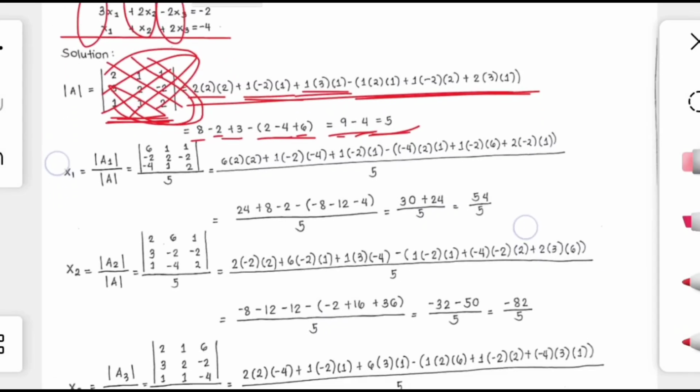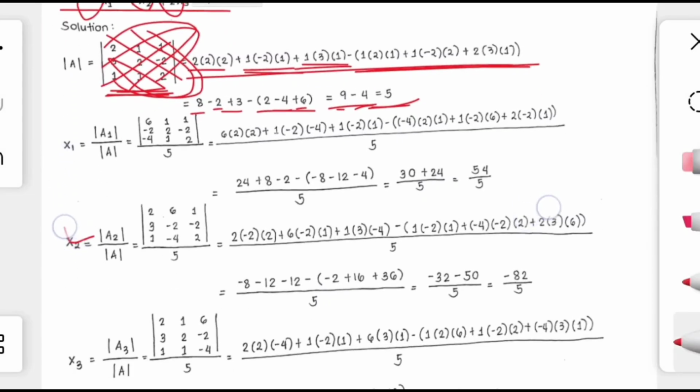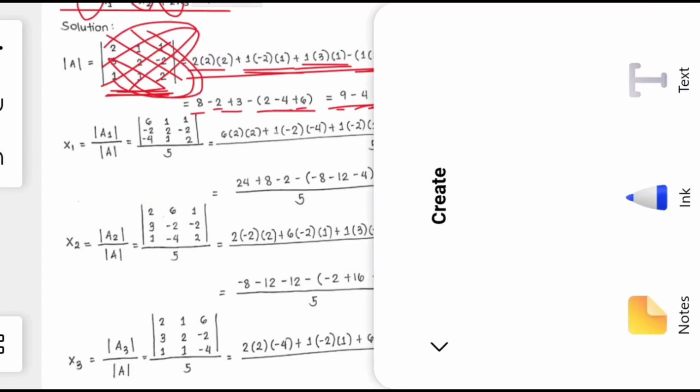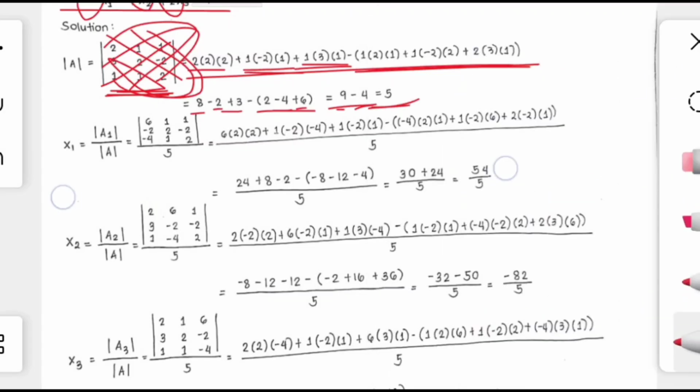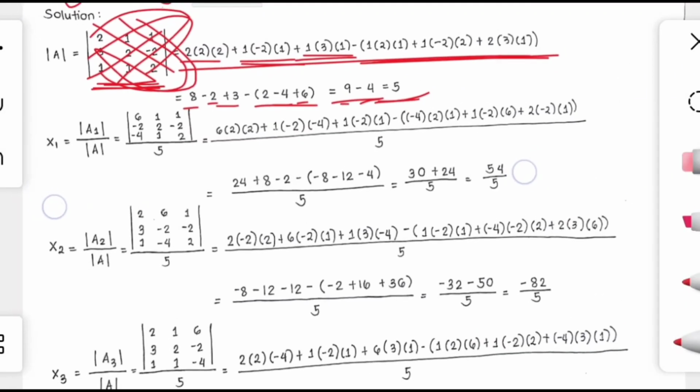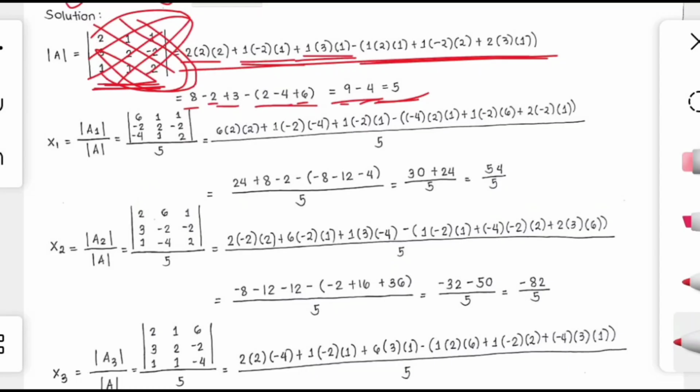After that, we will now solve for x sub 1 up to x sub 3. For us to solve this, we have the determinant of A sub 1 over the determinant of A. Since we have already established that the determinant of the coefficient matrix, or A, is equal to 5, we just have to solve for the determinant of A sub 1.